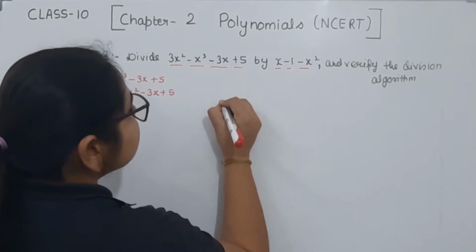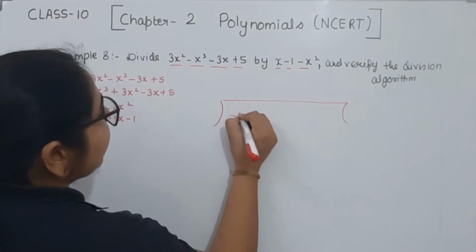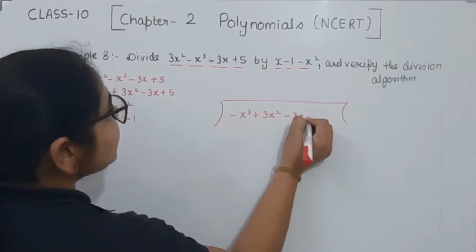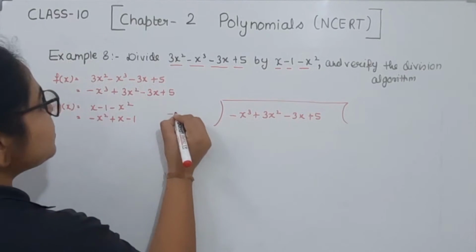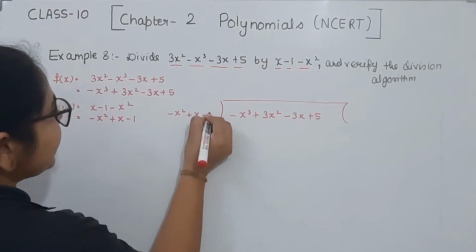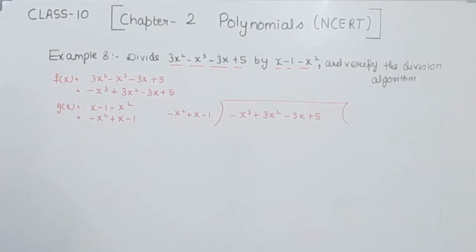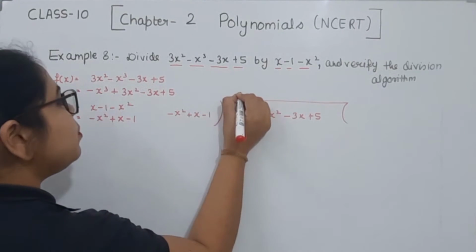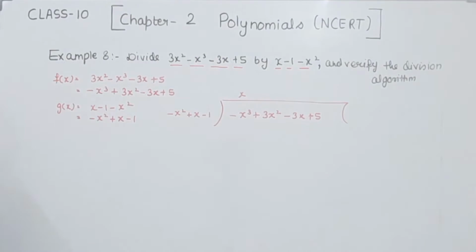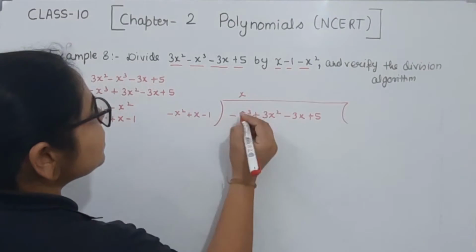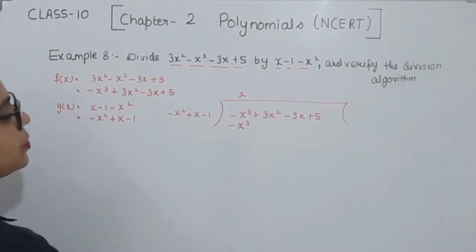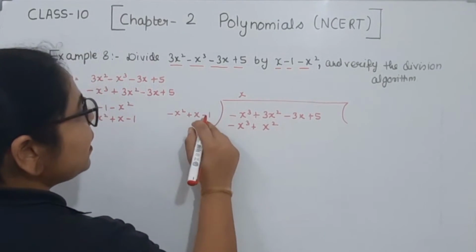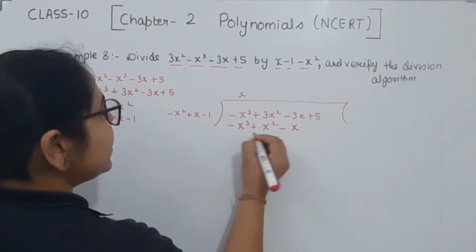Now we are going to start dividing this one. So we will have minus x to the power 3 plus 3x square minus 3x plus 5, and we have to divide this by minus x square plus x minus 1. Here we are having power 3, here we are having 2. So we have to multiply this one by x, so I can get x to the power 3. I am going to multiply, so we will have minus x to the power 3, plus x multiplied by x will have x square, and x multiplied by minus 1 will have minus x.